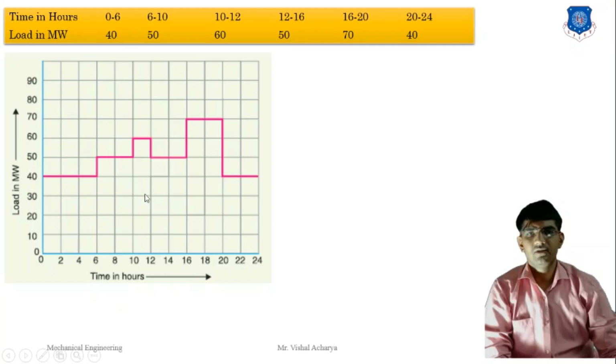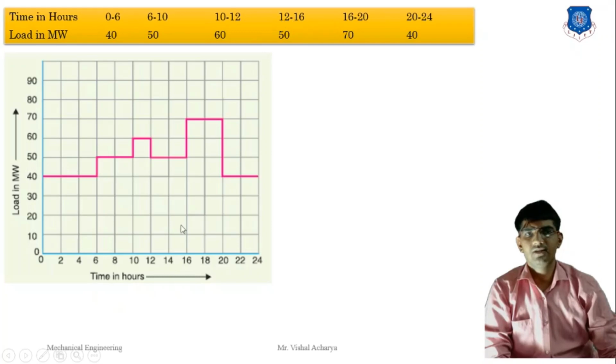First, draw the load curve. From 0 to 6 hours, the load is 40 megawatt. Next, 6 to 10 hours, 50 megawatt. Next, 10 to 12 hours, 60 megawatt.